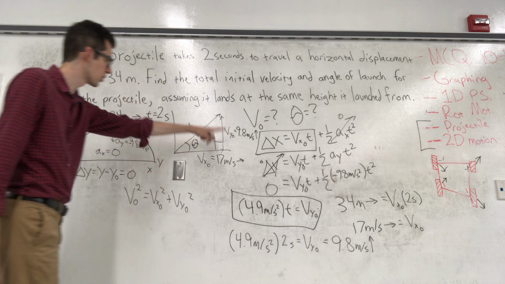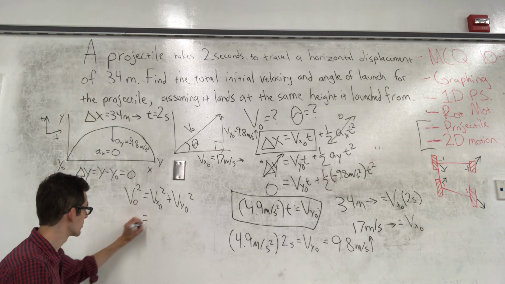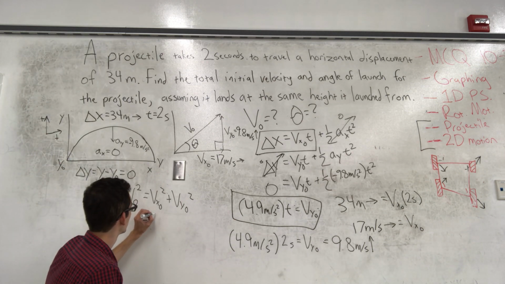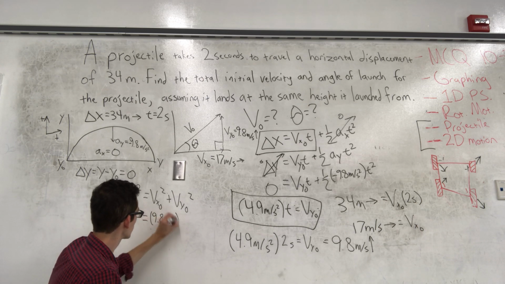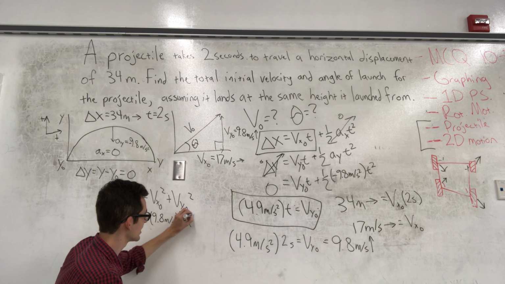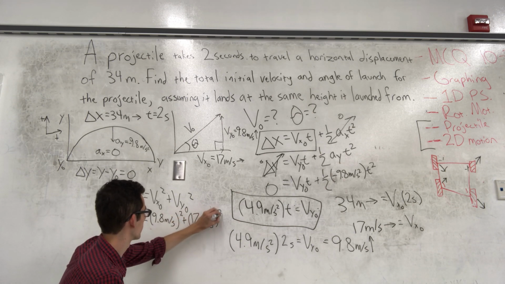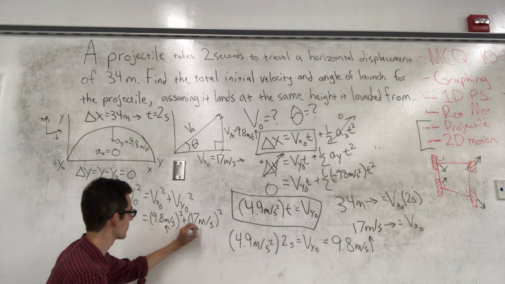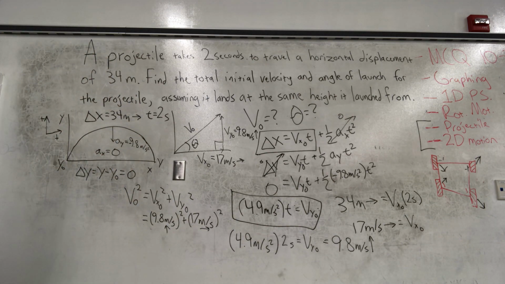If we put in 9.8 and 17, we get V initial squared is equal to 9.8 meters per second squared plus 17 meters per second squared. We can keep our directions. This is up, this is to the right. So let's go ahead and do the math. I'll grab my calculator.